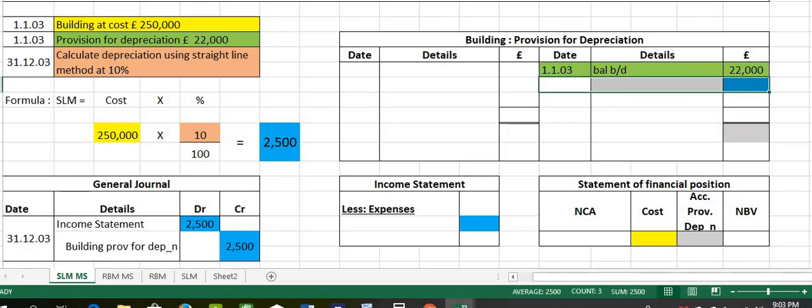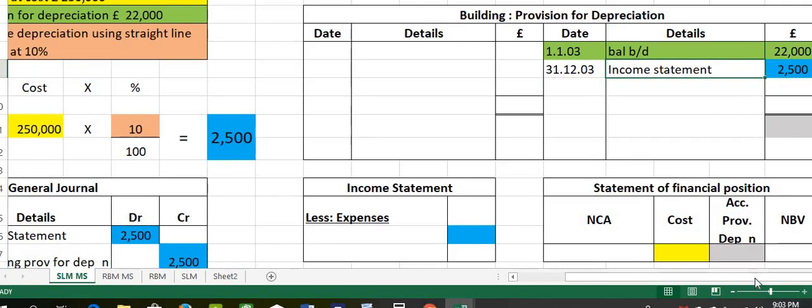And then this year we have calculated depreciation, which is 2,500, as at 31st December 2003. In the detail column, you write it as income statement. Now you know from where we have derived the information. Now let's focus on how to balance the ledger.